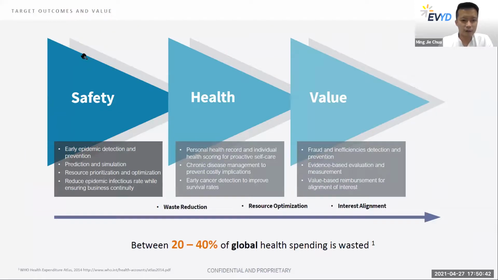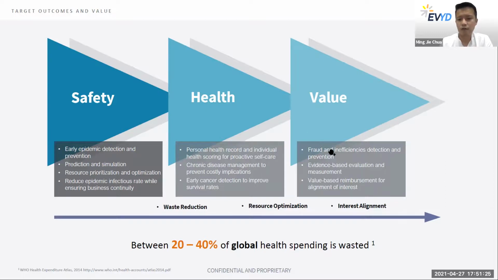Right. So here, again, back to the 3 domains where we try to optimize outcome. Here's a summary of the suite of solutions that I shared earlier. What we are trying to achieve for safety is early epidemic detection and prevention, prediction and simulation, resource prioritization and optimization, and optimizing epidemic infectious rate while ensuring business continuity. And in the area of health, we have personal health record and individual health scoring for more proactive self-care, chronic disease management to prevent costly implications, early cancer detection to improve survival rates.